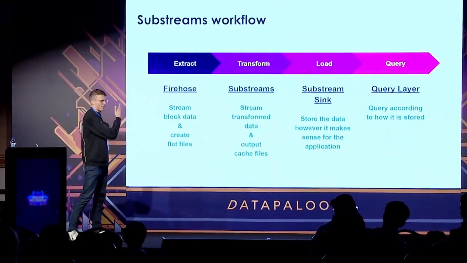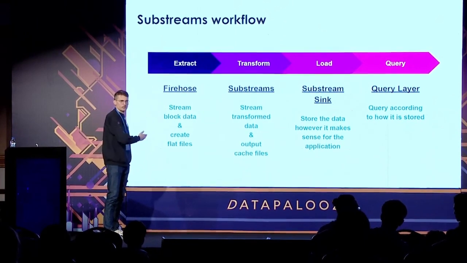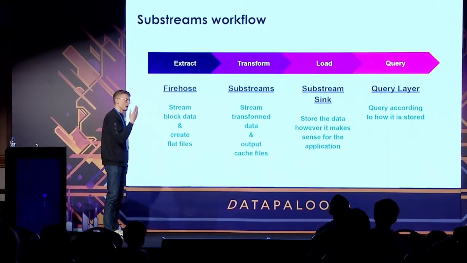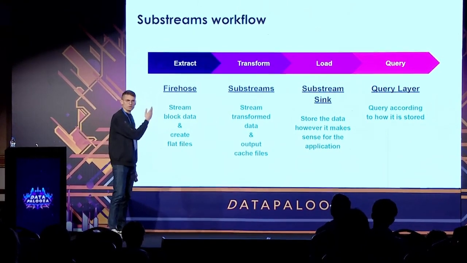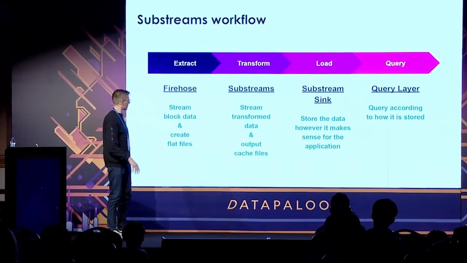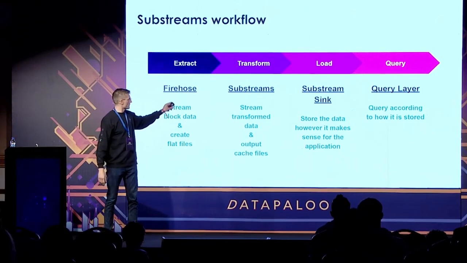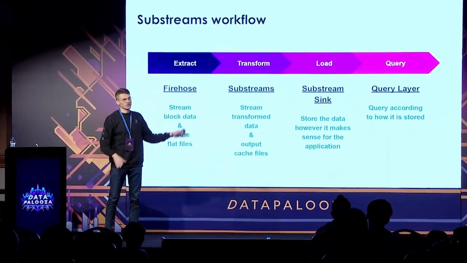So again, we have the Firehose. Firehose extracts all of the data into a binary format for every chain that we support, and our goal is to support every chain that has significant activity, and it puts it into a unified file format called flat files. Those flat files can then be read with substreams, and substreams are very customizable, and you can send the output of the substreams file wherever you want.